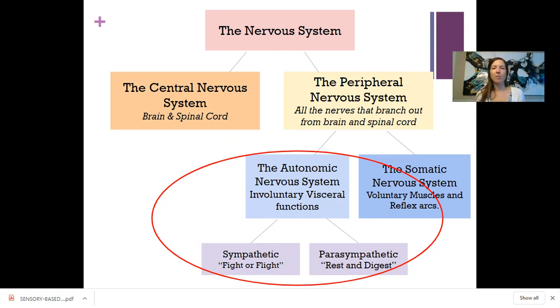So, our blood pressure, our heart rate, our pupils, things like that. And then the autonomic nervous system basically can either be sympathetic or parasympathetic. And so the sympathetic nervous system is our fight or flight system. So that's kind of what helped us as we were evolving to run away from danger or to fight danger.